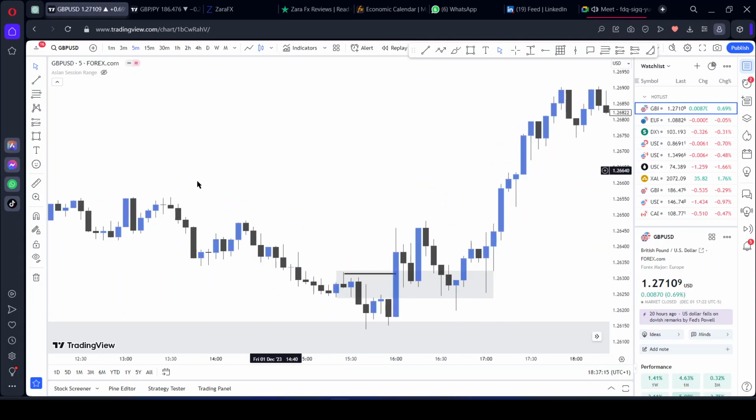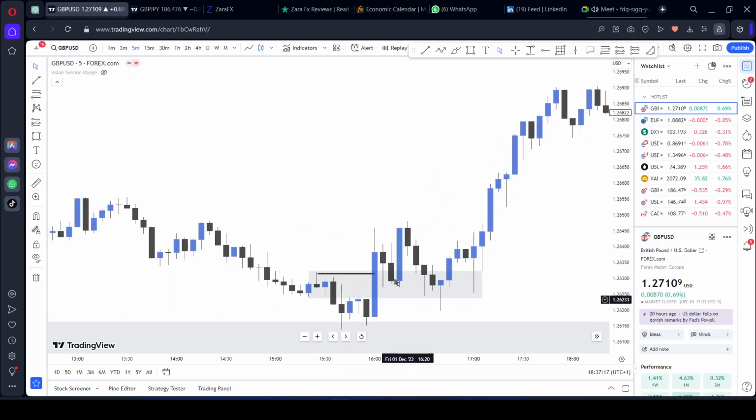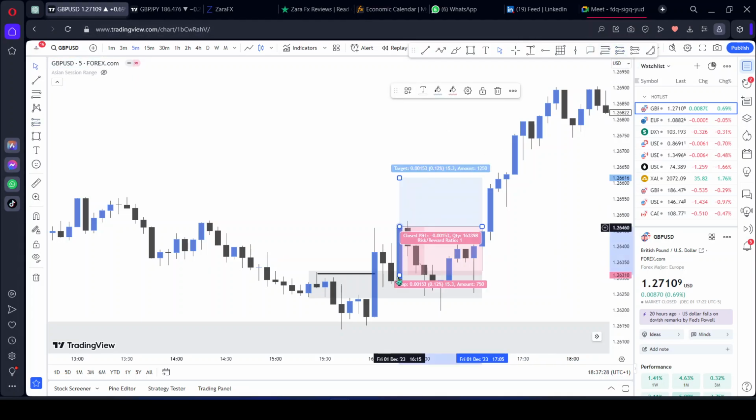So what do we do? The moment price tapped into it, this was the first tap. We had this very massive candle. You would have actually bought there. It's not a bad idea. If you had bought here, stop loss here is not bad.